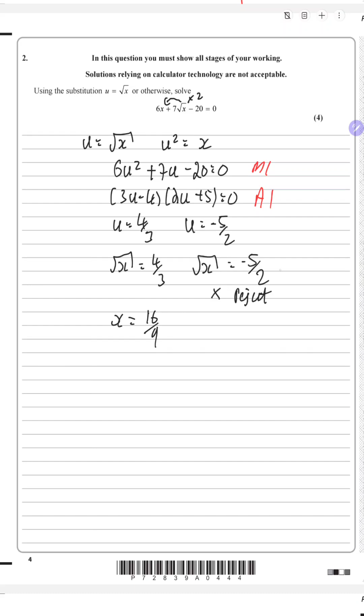The next M1 is for getting to root x equals, so for coming all the way down here to where root x equals numbers. And then the last mark is for 16 over 9 only. If you had the 25 over 4, you would lose that mark. And that is question 2.